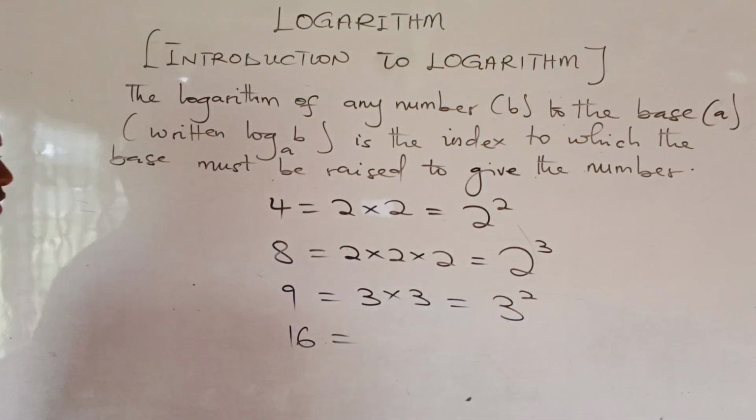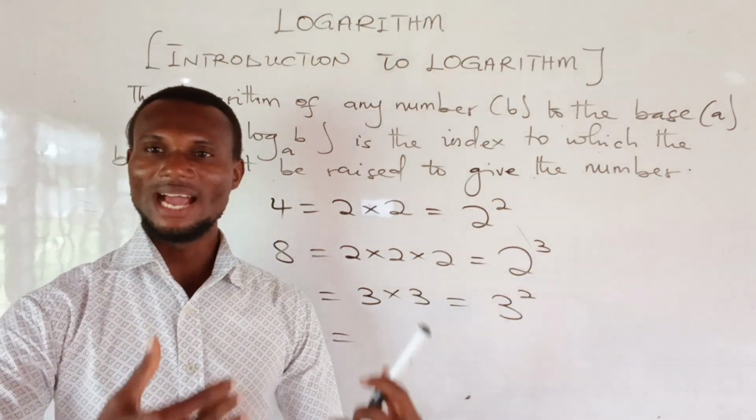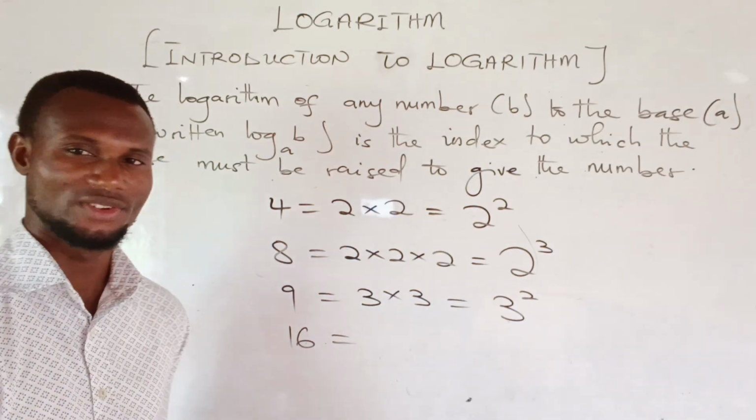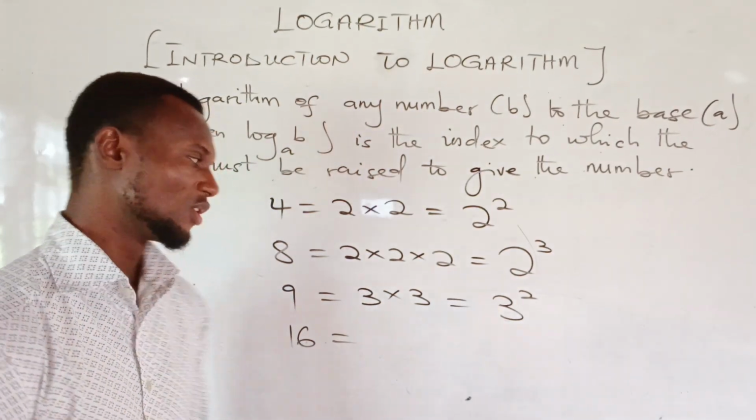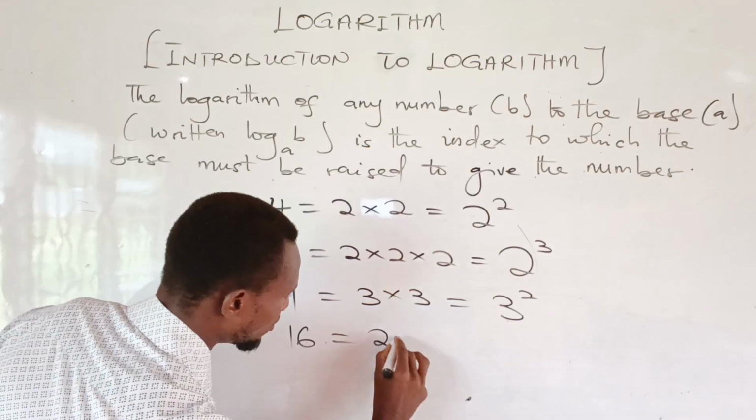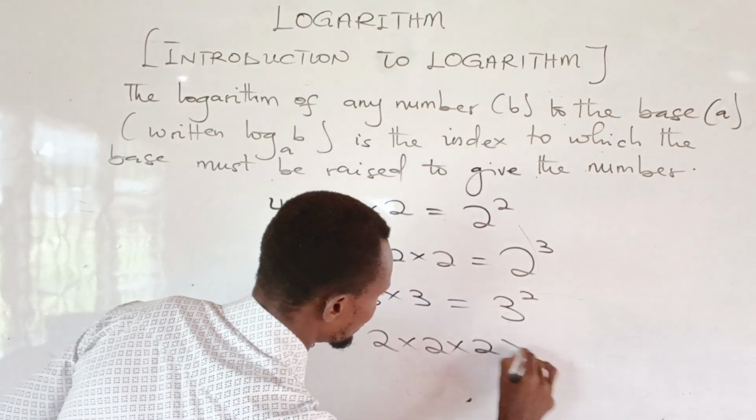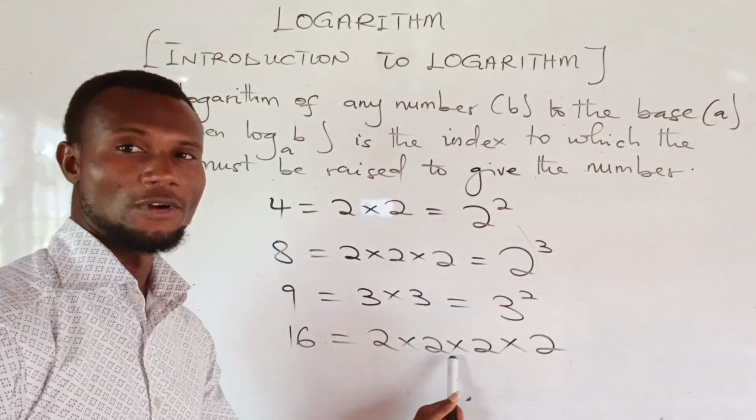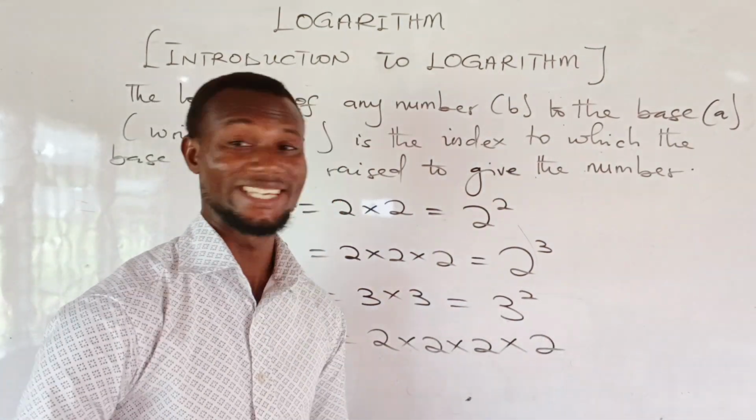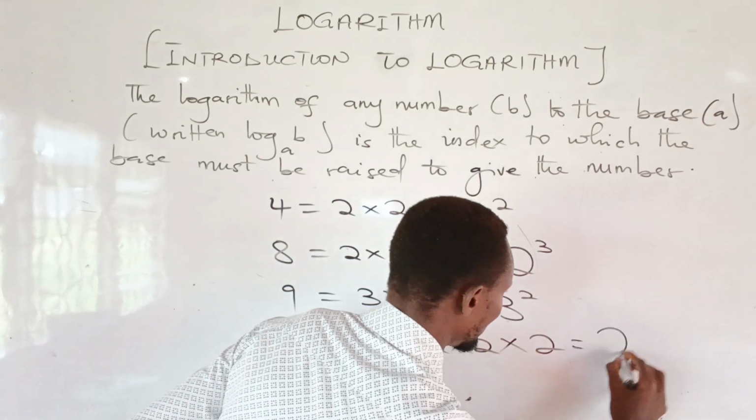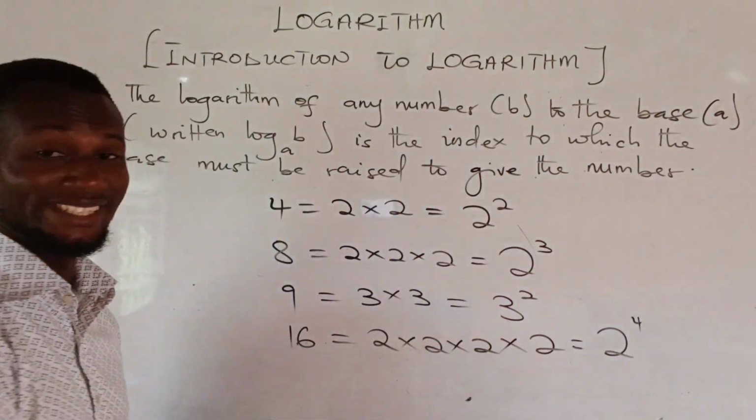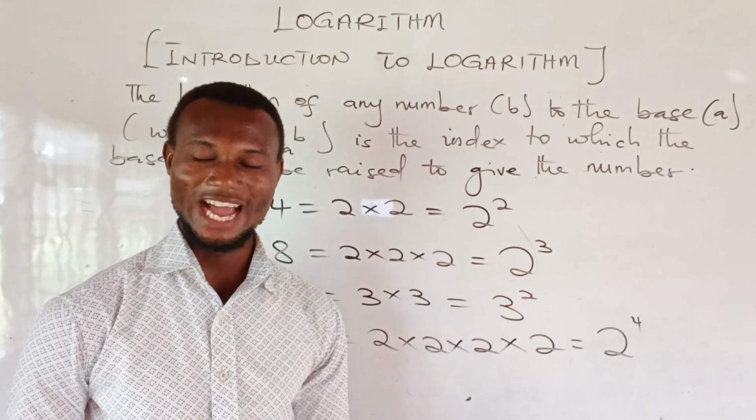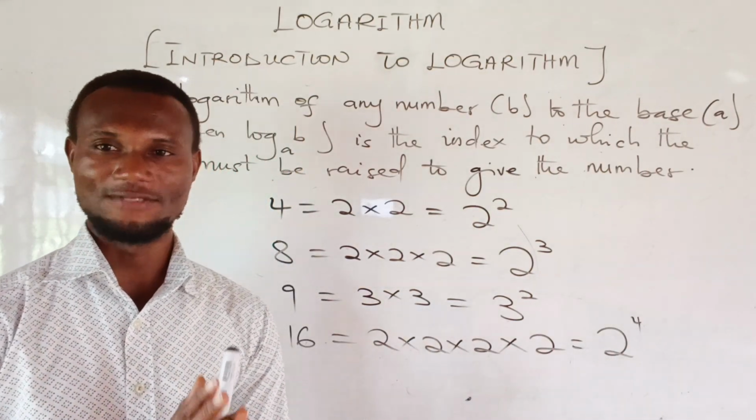Now to express 16 in index form, ask yourself which number will multiply itself several times to give you the 16, and that is 2. So we know that we have 2 times 2 times 2 times another 2. Let's check and see. 2 times 2 is 4. 4 times 2 is 8. 8 times 2 is 16. So it means that 2 to the power 4 gives 16. So 16 in index form is 2 to the power 4. I hope the explanation is clear enough up to this point.